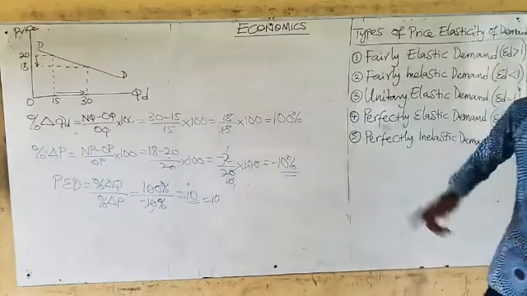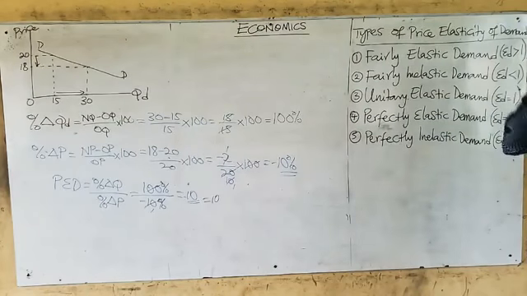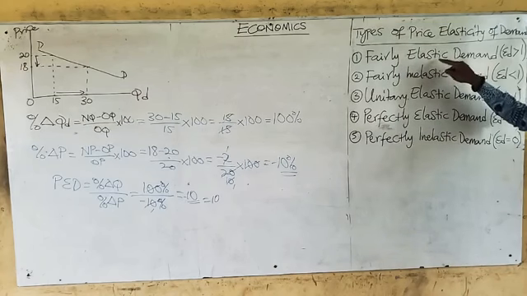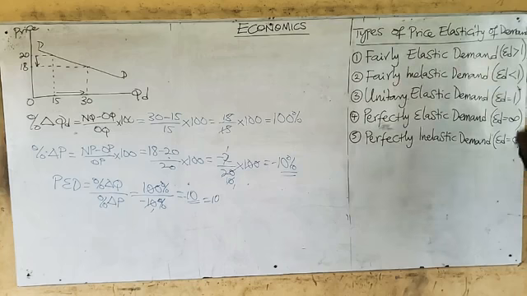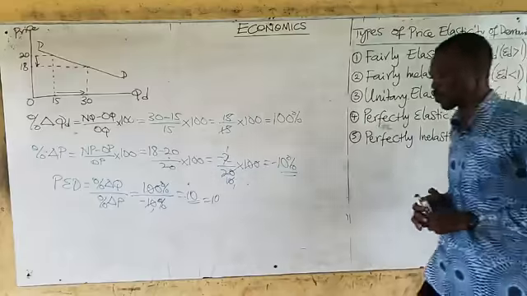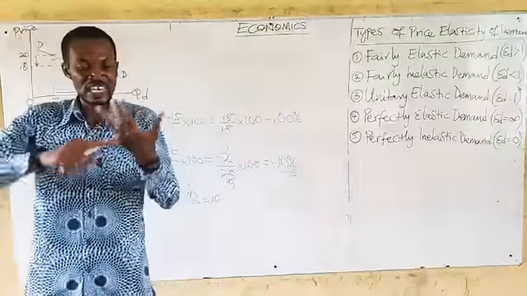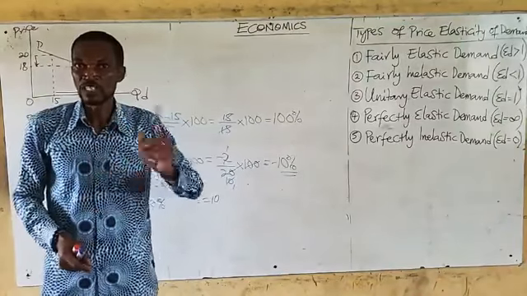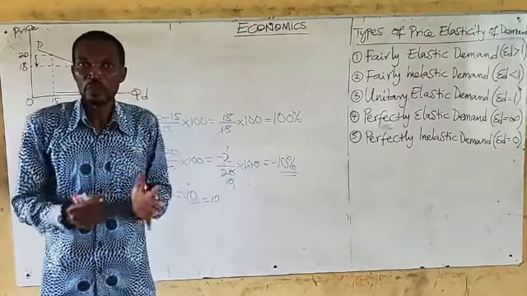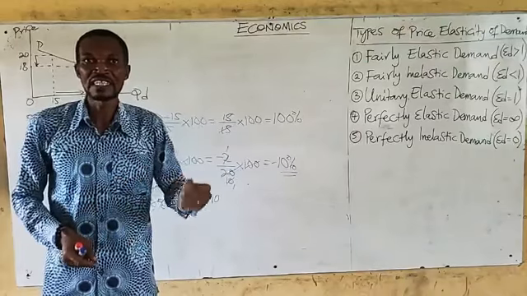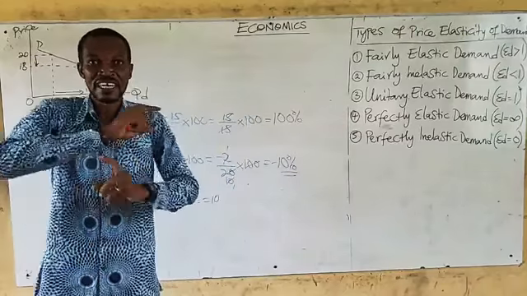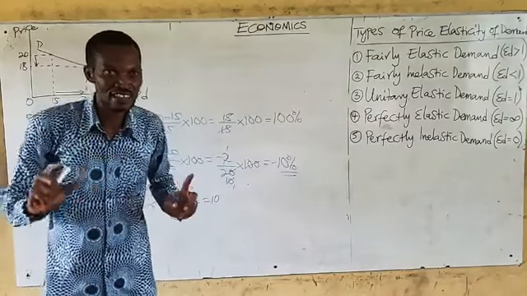And once your answer is greater than 1, the interpretation you should put on the demand for that particular commodity is fairly elastic. So all the time, let that guide you. Two things can guide you. One, when you realize that the percentage change in the quantity demanded is greater than the percentage change in the price, you know that your demand is fairly elastic. When you calculate your price elasticity of demand and your final answer is greater than 1, your interpretation is that the demand facing that commodity is fairly elastic.